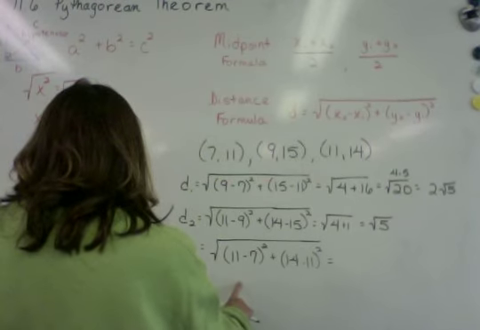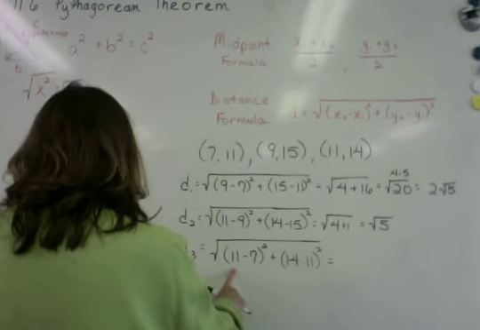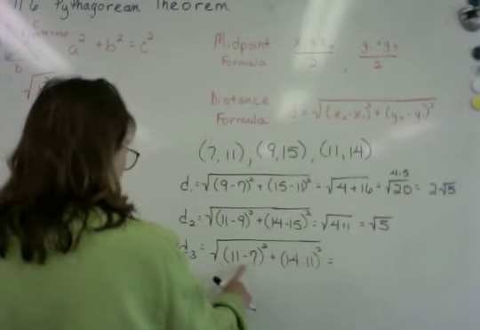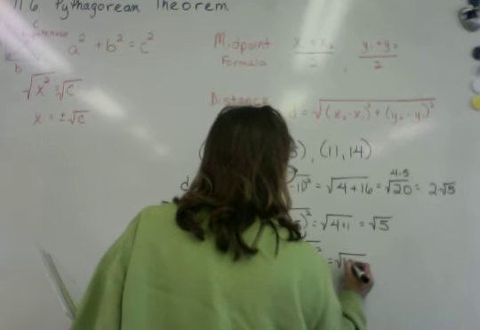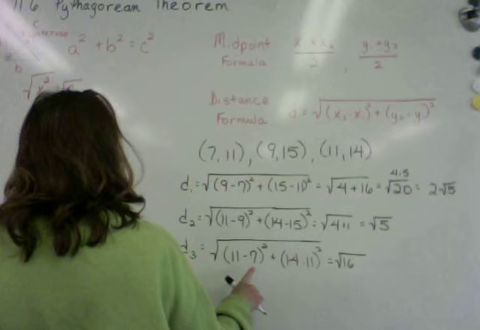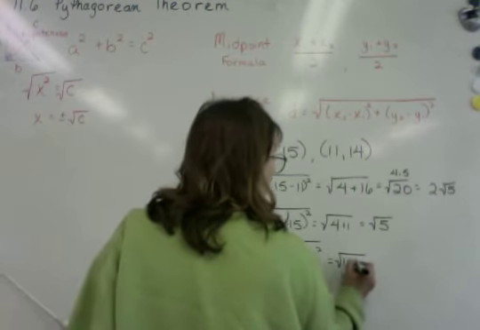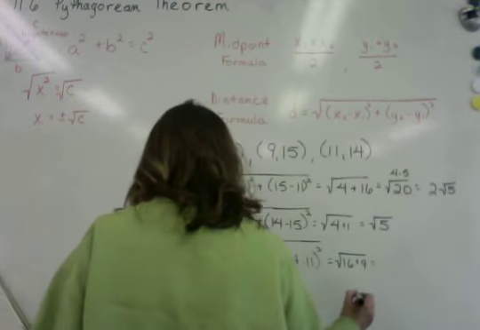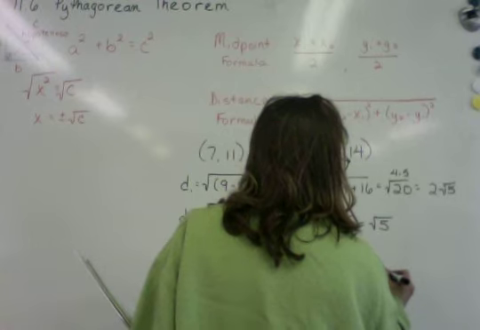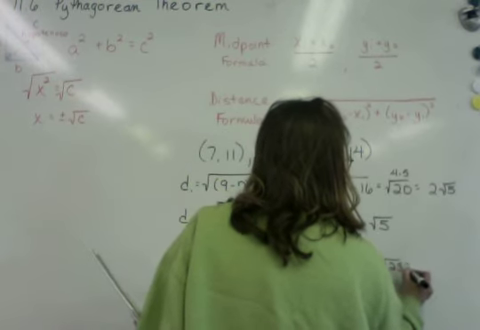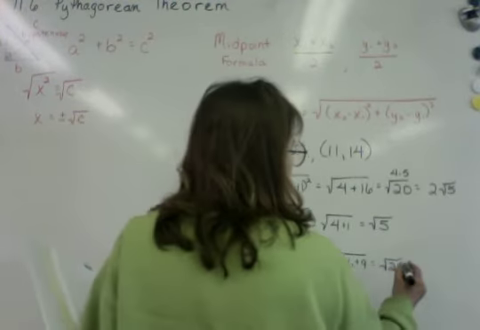So let's look at what happens here. I will go ahead and put these two together. If we have 11 minus 7, that's going to be 4. Then I'll square the 4, so that's going to be 16. Then this one, 14 minus 11 would be 3. Then square that 3, that would be 9. So that's going to end up being 25, which I would take the square root of, so it's simply going to be 5.